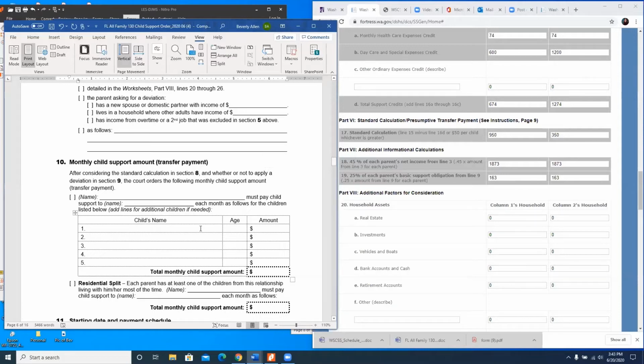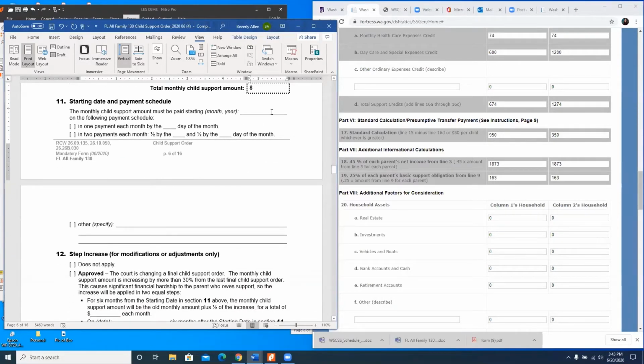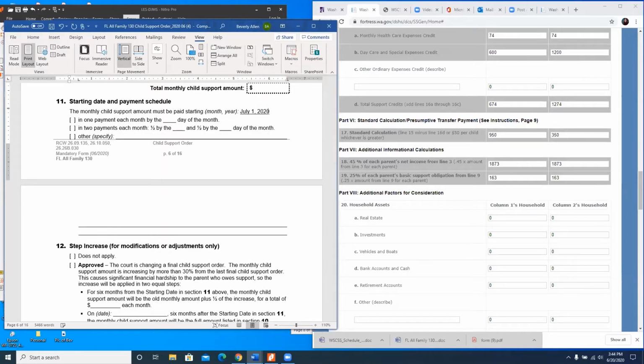The transfer amount then goes in section 10. In this case, remember, we were looking at Chloe Smith and we were saying she was 11. And so in this case, we're going to assume that Joe is paying support to Jane because Jane has Chloe the majority of the time. All right, so the start date, I usually start this the month after you're asking the court to sign these orders. So let's just say it's going to be July 1st, 2020.